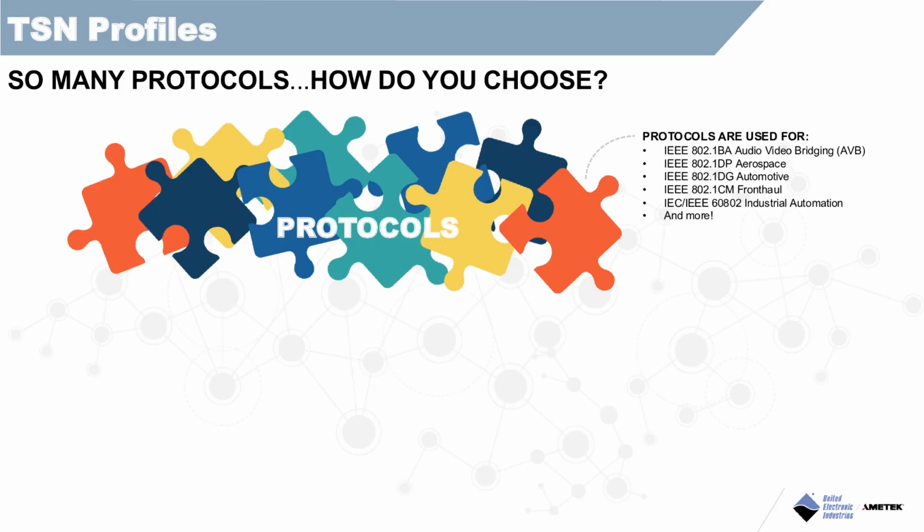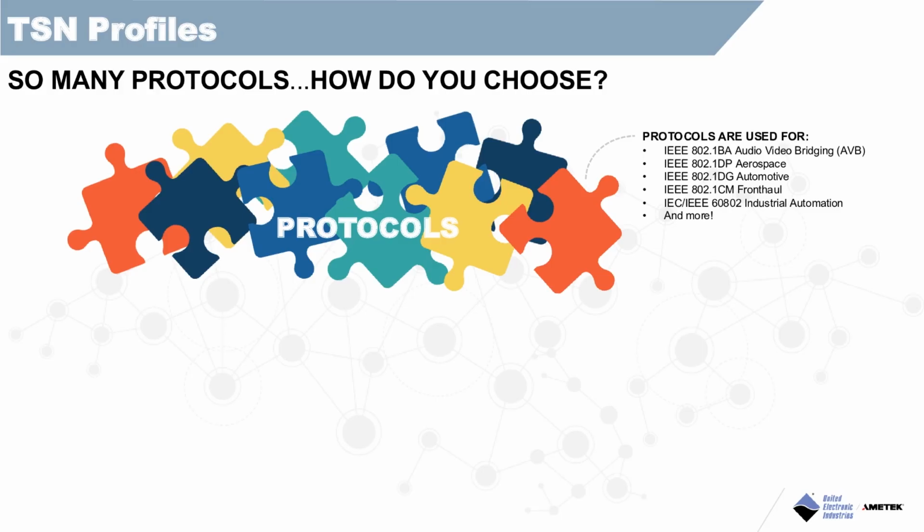802.1DP is the aerospace protocol. It's just been passed by the IEEE working group, so now we can actually operate with it. It supports high availability, security, and the extremely demanding latency requirements of aerospace applications.